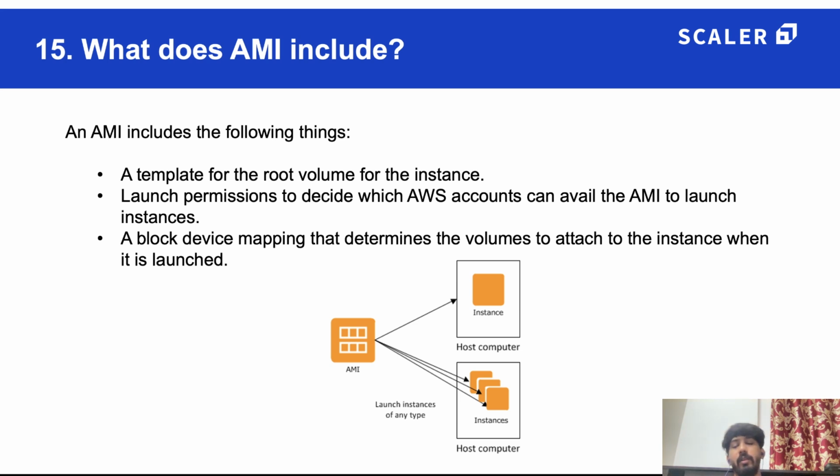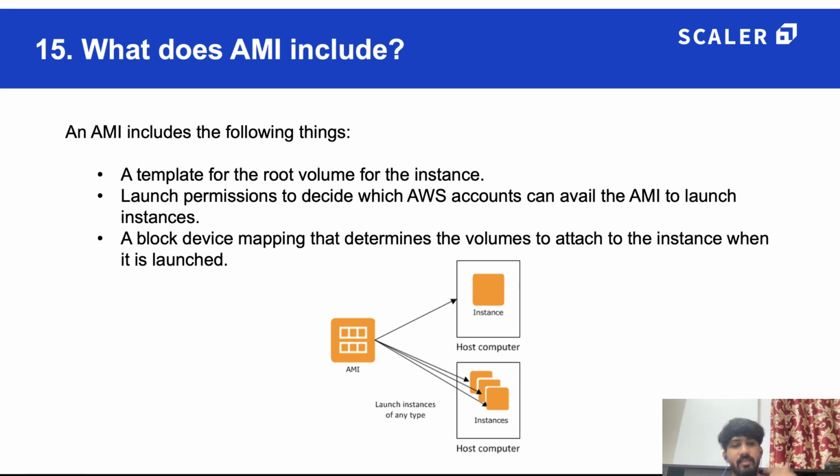Now, a block device mapping that determines the volumes to attach to the instance when it is launched. So whenever the instance launches, it needs some volume to be attached, right? So that information is also stored in the Amazon Machine Image. So basically, when you use the Amazon Machine Image, you can launch one instance or multiple instances according to whatever your requirement is. But the AMI will contain all of these things: the template for the root volume, the permissions to launch in whatever AWS accounts, and finally the block device mapping, that is, the different types of block devices which need to be attached to this instance.